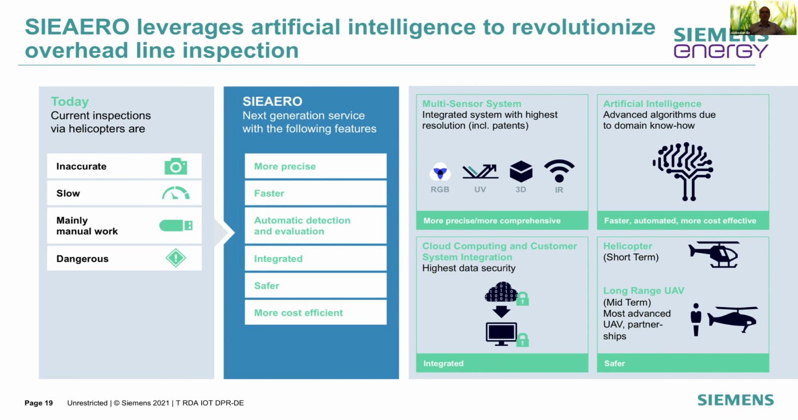One part of it is, of course, hardware. So we developed a multi-sensor system, which integrates a lot of different sensors like RGB, UV, ultraviolet, LiDAR and infrared. And we use artificial intelligence for detecting the necessary assets and also for inspecting them. Then there is the cloud storage. And safety is another thing which dramatically increased in this application.